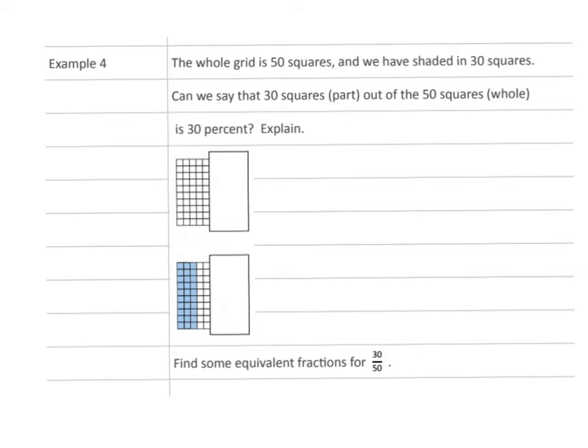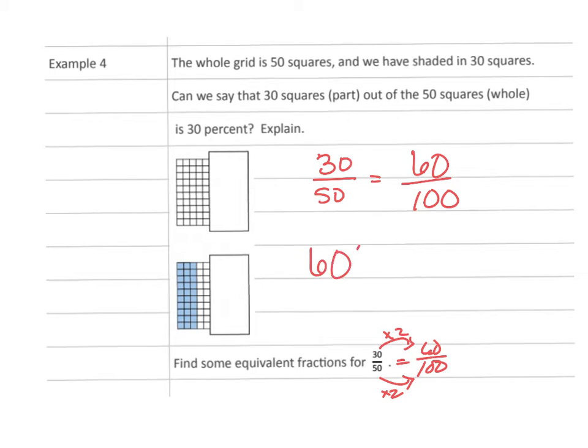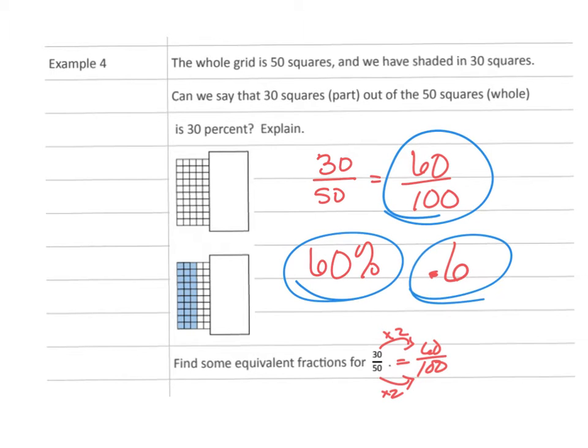So what about if a grid is only 50 squares and we've shaded in 30? So here we go, 30 out of 50, there's our fraction. We want to give some equivalent. Again, they want you to go up to 100 because that's going to make it easy. So multiply by 2, 30 times 2. So this is 60 out of 100. So then that would be 60% because it's out of 100. And as a decimal, it would be 6 tenths. So here we end up with a fraction, a decimal, and a percent.